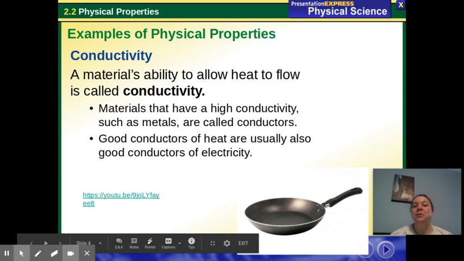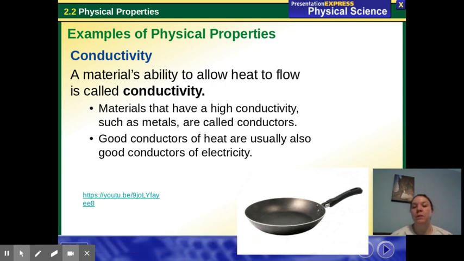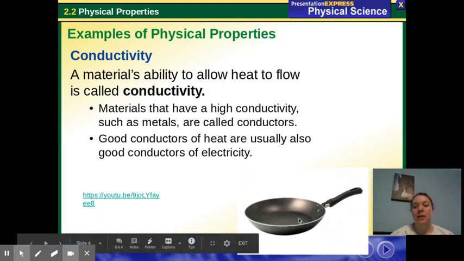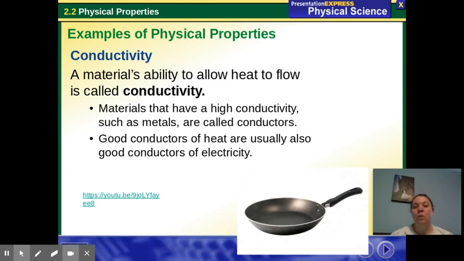Conductivity is a material's ability to allow heat to flow through it. So things with high conductivity are going to be good conductors of heat. So think about a skillet. The main part of the skillet is going to be made of metal, which is a good conductor, or has high conductivity, allows heat to flow through it. But where you have to touch the skillet, the handle, you don't want all of that heat. So instead, this is usually coated in some kind of plastic or insulating material, which are not good conductors. They are poor conductors.